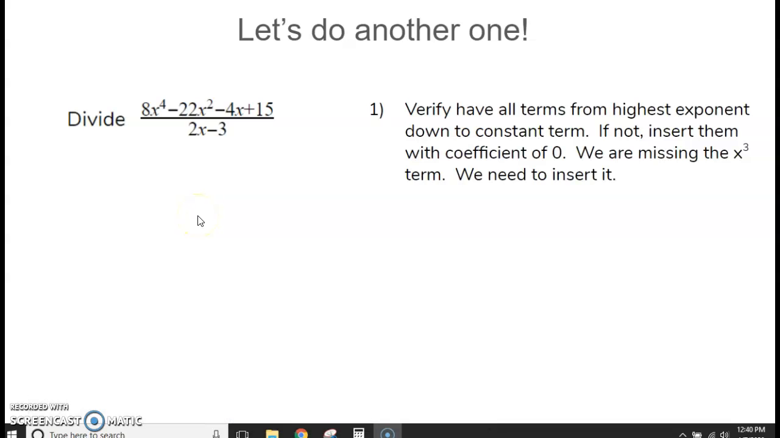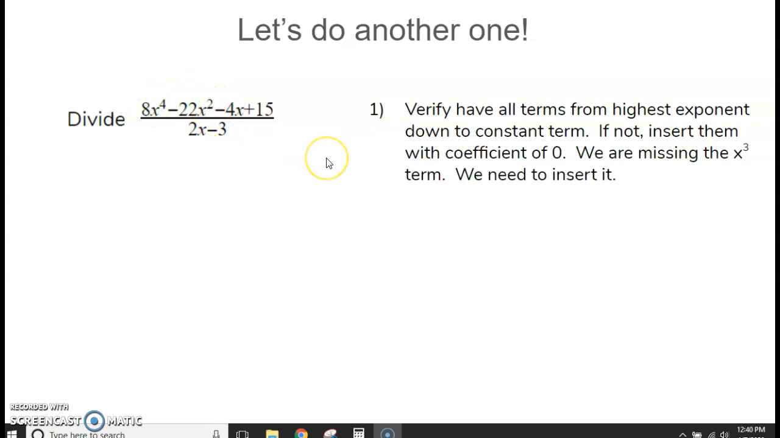Okay, here we have another one. 8x to the fourth minus 22x squared minus 4x plus 15 all over 2x minus 3. The first thing we're supposed to do is verify our exponents, and you can see that we're missing x to the third. So I have an x to the fourth, and then I jump to an x squared.